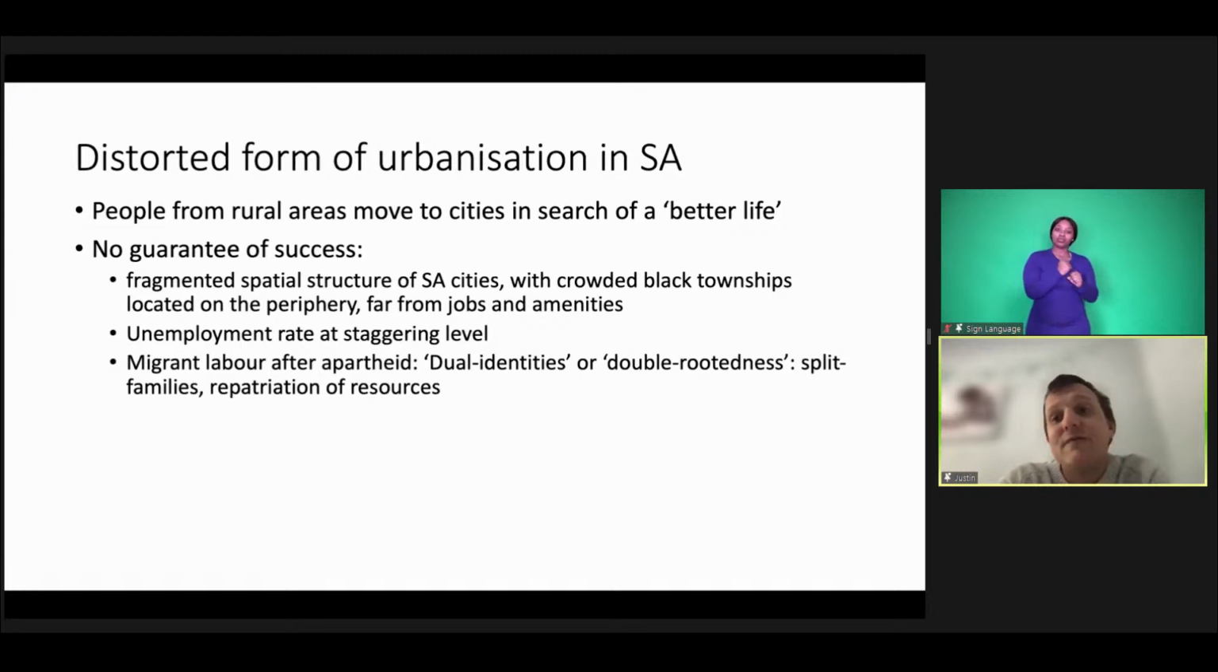Our unemployment rate is still at a staggering level and continues to increase. And so there's intense competition for jobs in urban areas. Also, we've heard from other speakers that in South Africa, people continue to maintain dual identities, living in urban areas but sometimes remitting income, and sometimes moving physically back or retiring back to their place of former residence in the future.